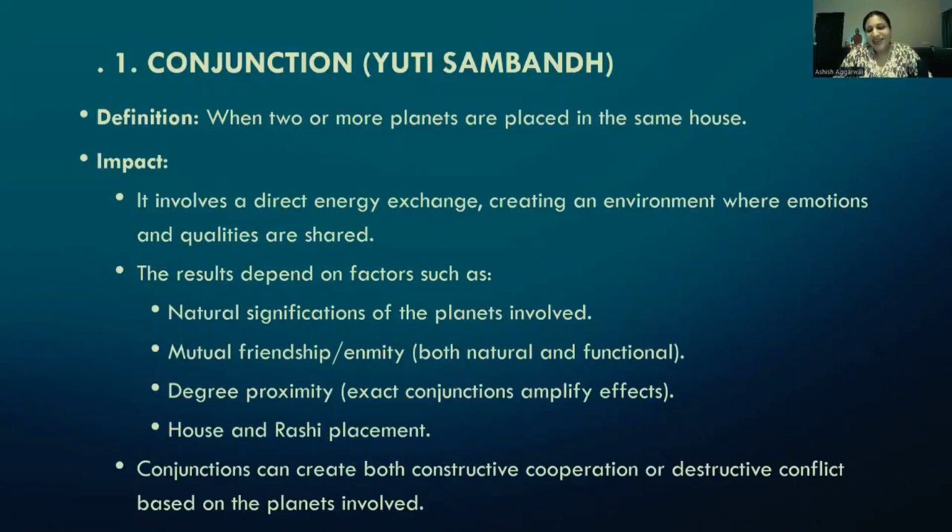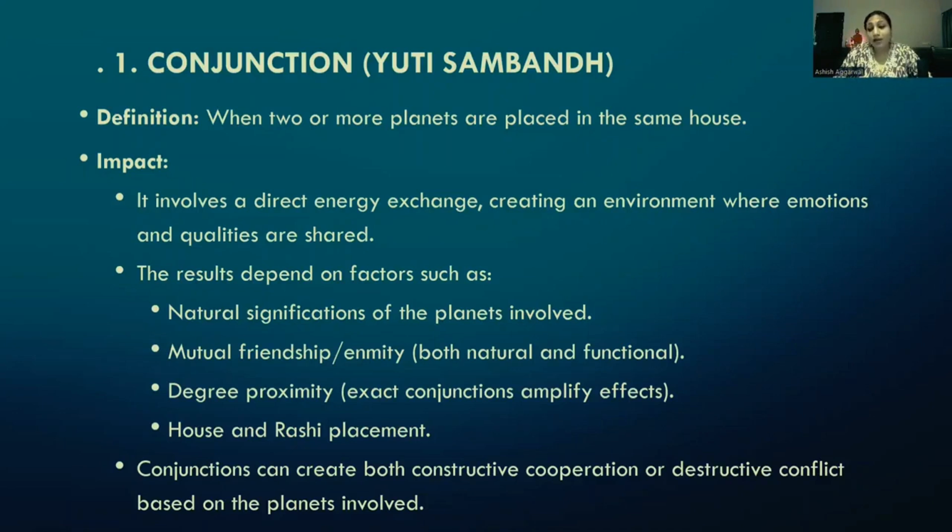So the first one is conjunction, the most commonly known relationship. A conjunction occurs when two or more planets are placed in the same house or sign, and degree-wise, they deeply impact each other. That's what we call a conjunction. A conjunction can be tight or loose.